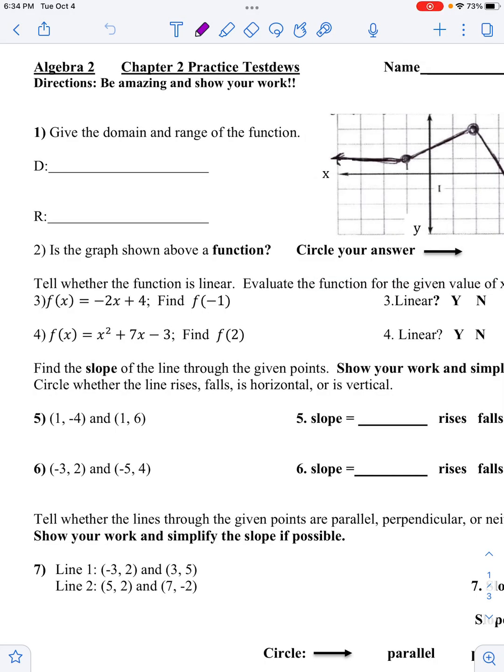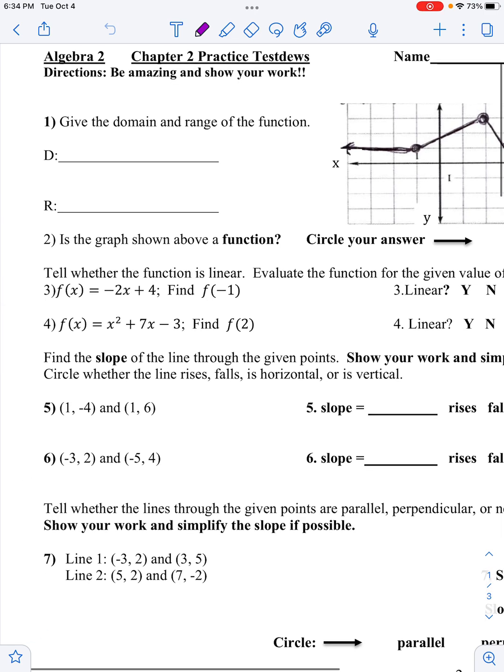All right. Hello, friends. This is our practice test. No idea why it says this. Who knows? But anyway, we're going to do what it says.